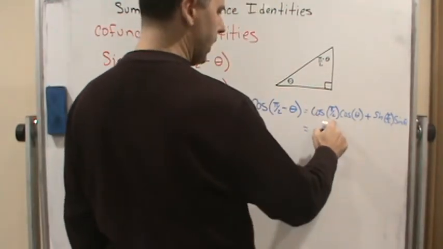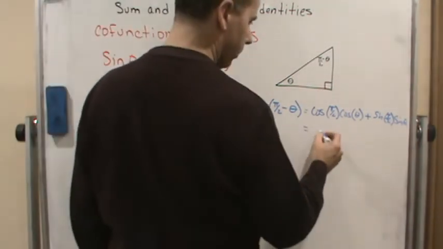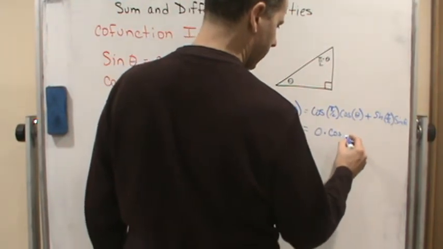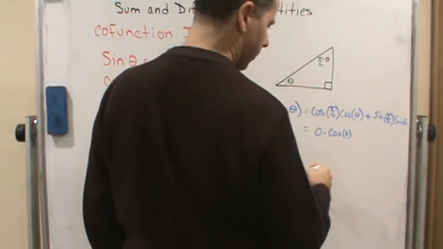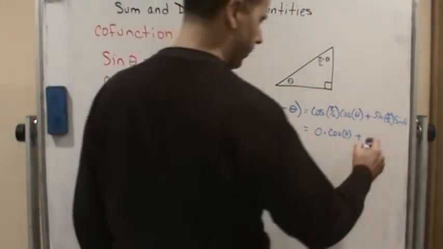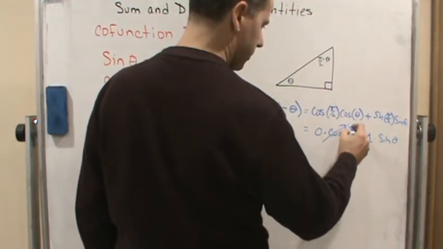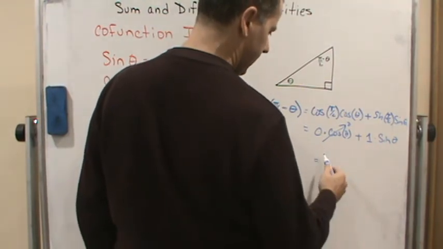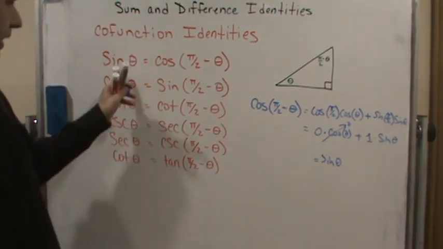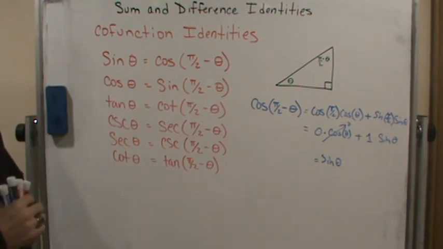Well, what's the cosine of pi over 2, or the cosine of 90 degrees? That's going to be 0. So this is going to be 0 times cosine of theta, which is 0, plus, well, what's the sine of 90 degrees? That's 1. So we get 1 times sine theta. Well, this, of course, just goes to 0. 1 times sine theta is just sine theta. And there you go. Sine theta is equal to cosine of pi over 2 minus theta. Okay?